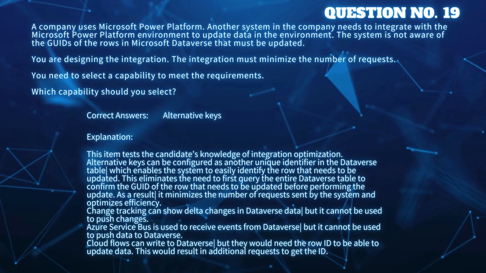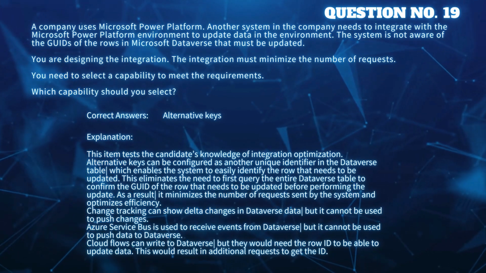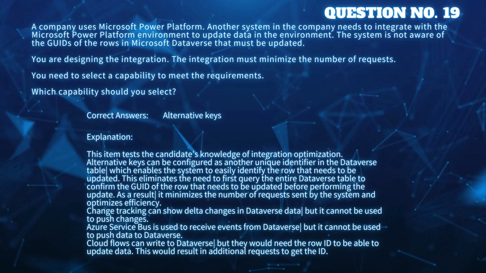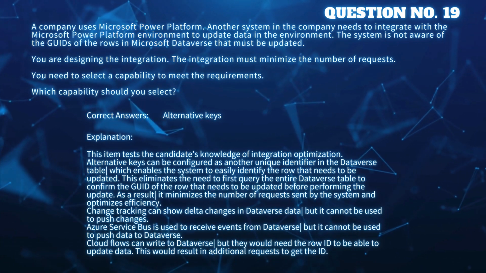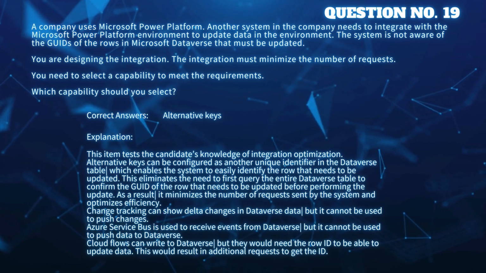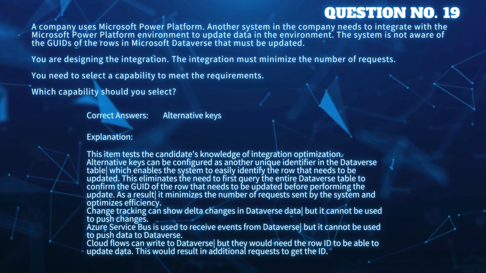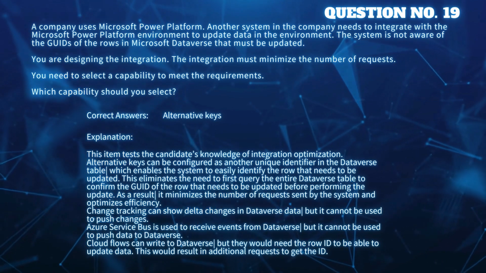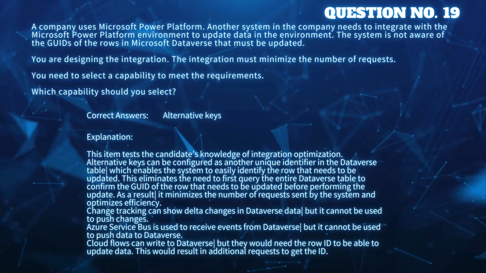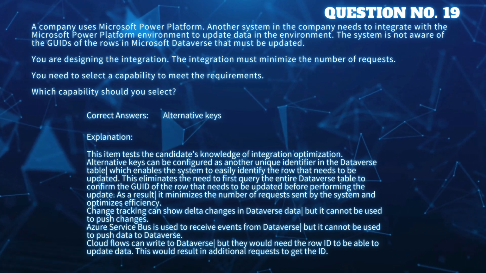Alternative keys can be configured as another unique identifier in the Dataverse table, which enables the system to easily identify the row that needs to be updated. This eliminates the need to first query the entire Dataverse table to confirm the GUID of the row that needs to be updated before performing the update. As a result, it minimizes the number of requests sent by the system and optimizes efficiency.